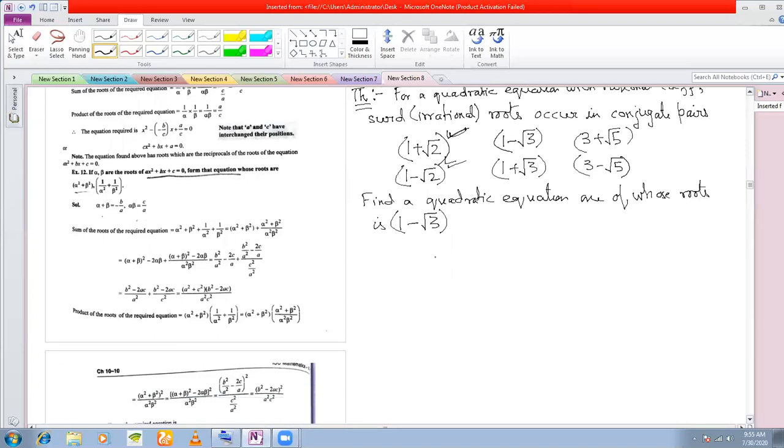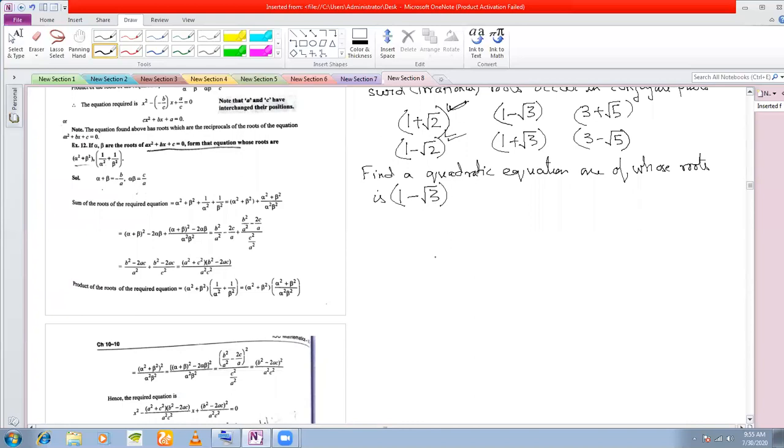You need to find a quadratic equation, one of whose roots is 1 minus root 3. So you know that the other root must be 1 plus root 3. So what is the sum of the roots? It is equal to 1 minus root 3 plus 1 plus root 3. So you add up to get 2.